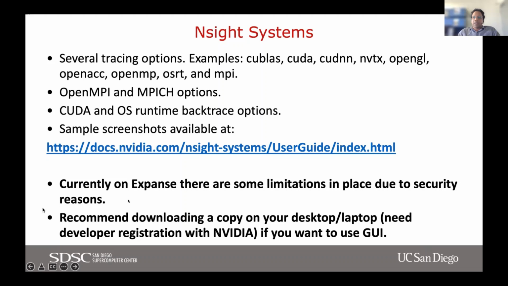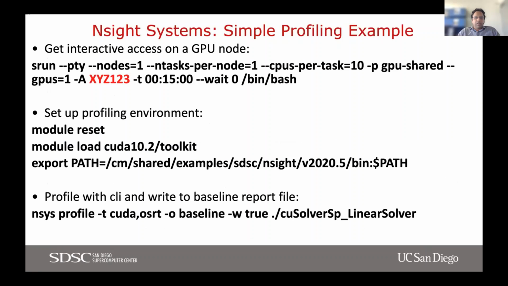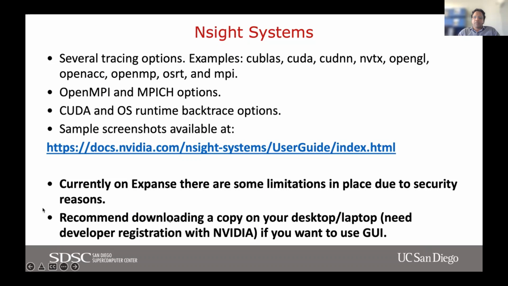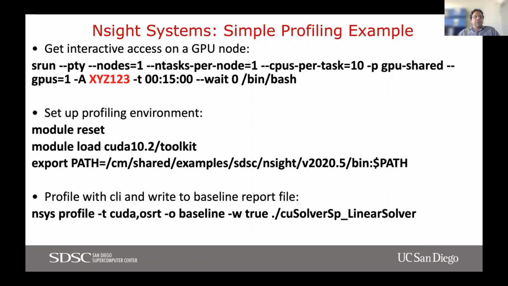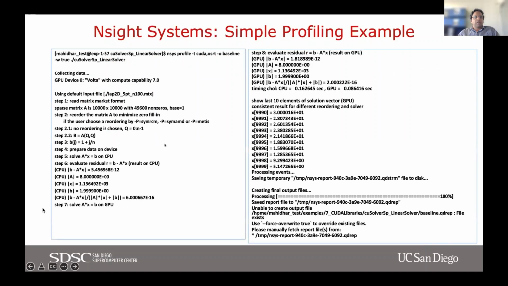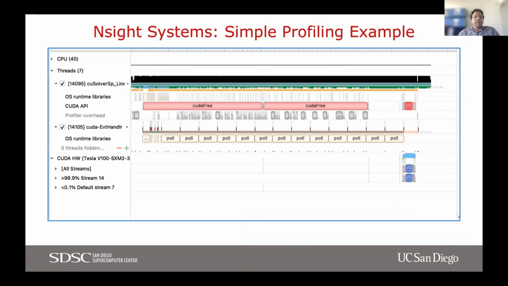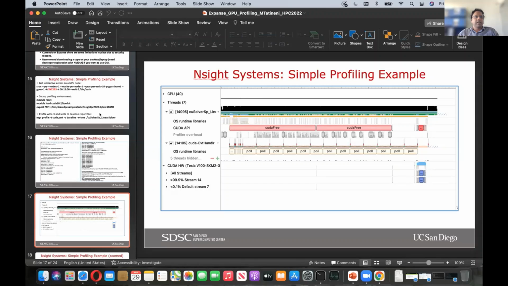And again, on Expanse, there are some limitations. So not everything that's listed on the NVIDIA side is going to work. But it's pretty clear if it doesn't work, it's going to say this particular thing is not enabled on your system. One thing I want to stress is it's best to download a copy onto your laptop that matches what we have installed so that you can use the GUI, because you can run it from Expanse, but it's going to be really slow given all the graphical detail that is there. I just went through this, so I'm going to skip that part. And we looked at how the file was created. So let's now look at one of the profiles that I already did.